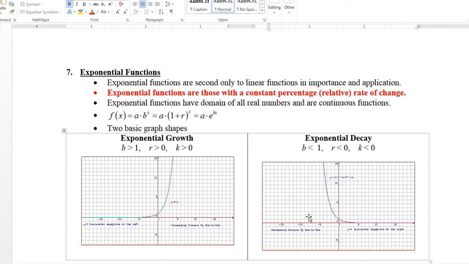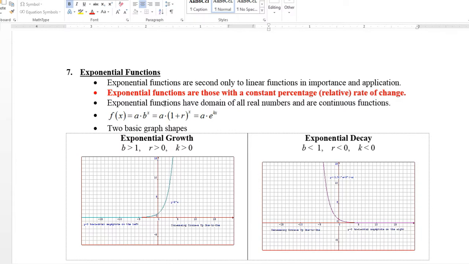So let's look a little bit more at exponential functions. Again, they're second only to linear functions in importance and application. Exponential functions are those with a constant percentage rate of change, that is, a constant relative rate of change. Exponential functions have the domain of all real numbers and are continuous functions.